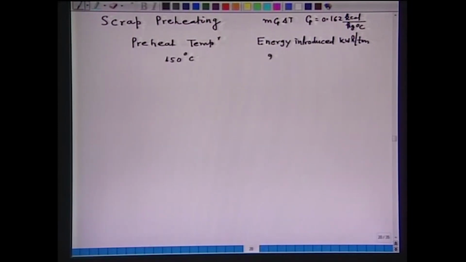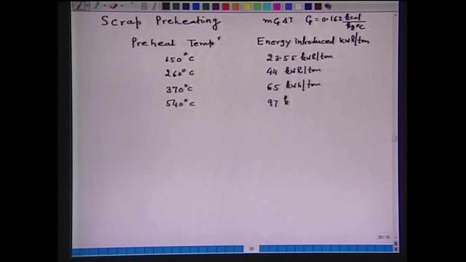then I will be adding around 23.55 kilowatt hour per ton of energy into the bath. If I heat up to 260 degrees Celsius, I will be adding around 44 kilowatt hour per ton of energy. If I heat up to 370 degrees Celsius, I will be adding around 65 kilowatt hour per ton, and if I heat up to 540 degrees Celsius, I will be adding around 97 kilowatt hour per ton of energy.